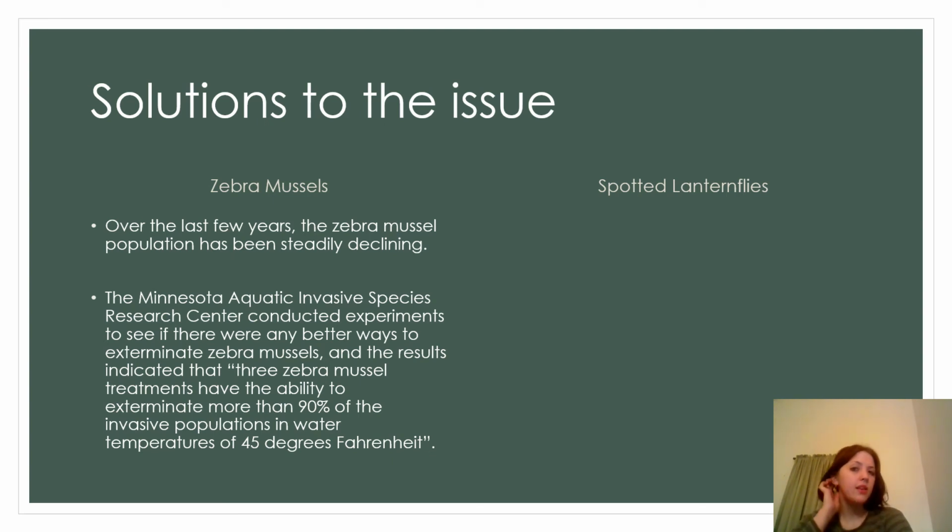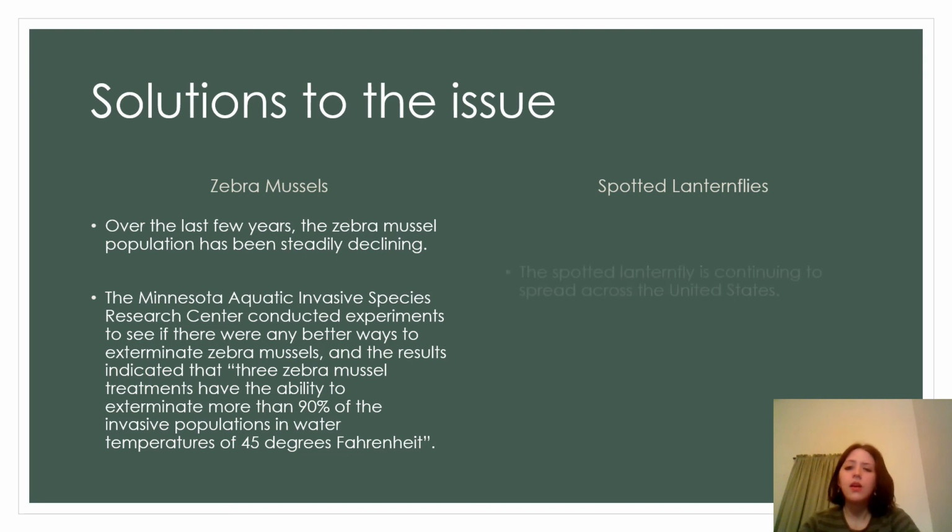zebra mussels, because the main way that they would exterminate them was through chemical treatments, and they wanted to see if there was a way that they could use less chemicals and better ways to exterminate the zebra mussels. And the results indicated from their experiment was 3 zebra mussel treatments have the ability to exterminate more than 90% of the invasive populations in water temperatures of 45 degrees Fahrenheit.